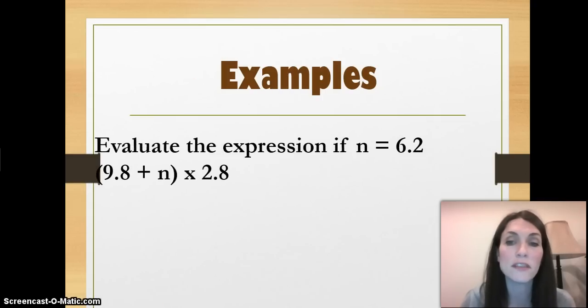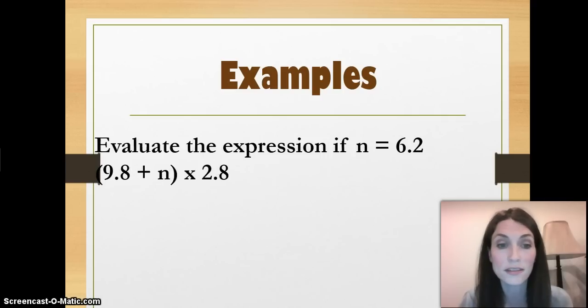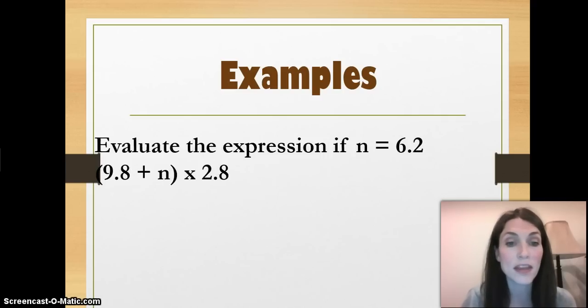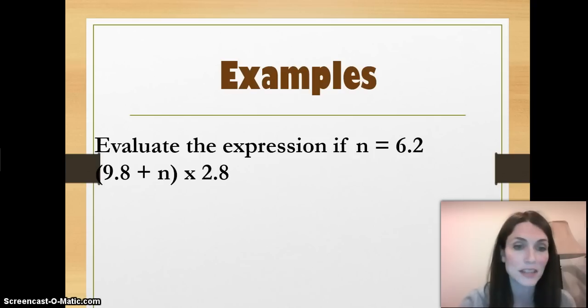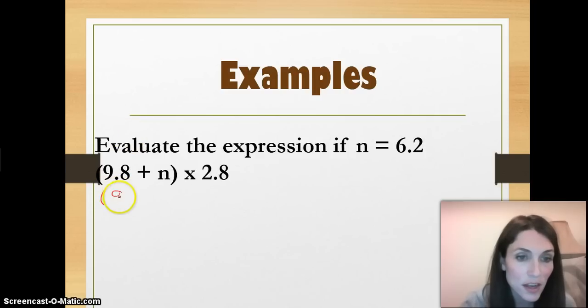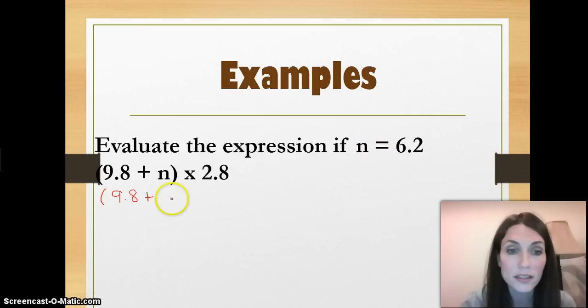Evaluate the expression if n is equal to 6 2/10. So our expression, we have 9 8/10 plus n inside parentheses. So we know that n is equal to 6 2/10, and then we have to multiply that times 2 8/10. So let's work out this problem together. All right, so we're going to keep our parentheses here. 9 8/10 plus n we know is 6 2/10. So I'm going to fill that in.